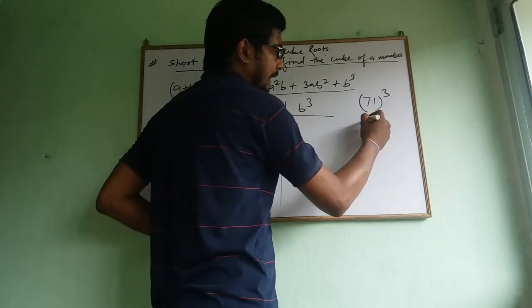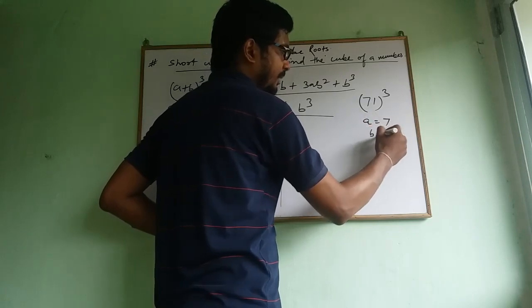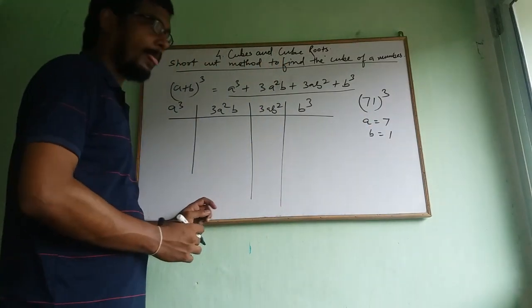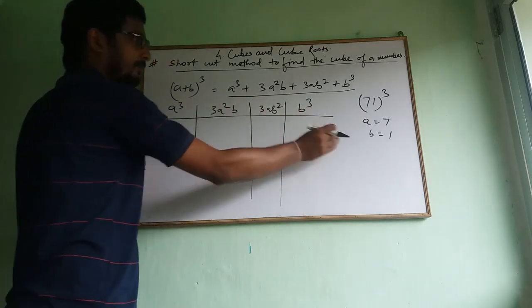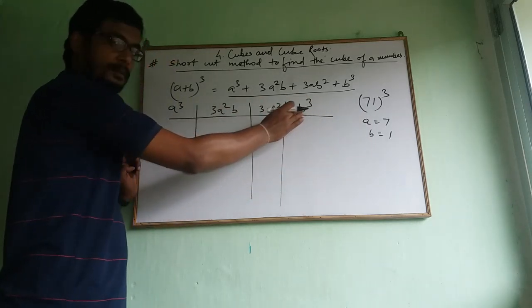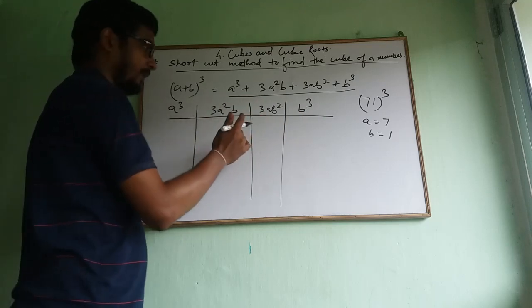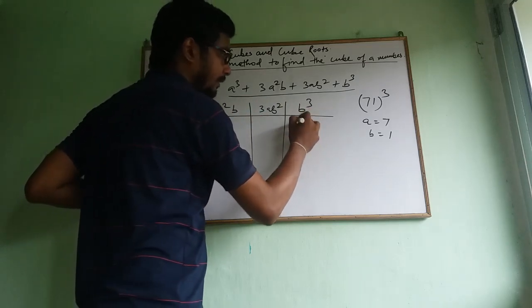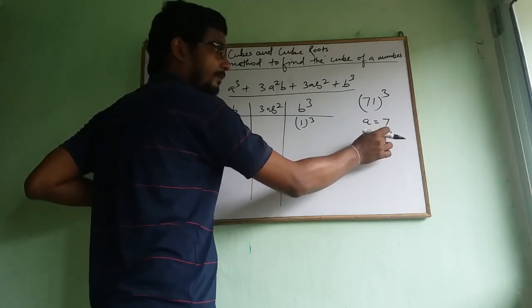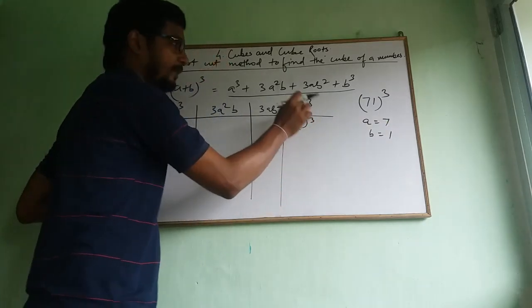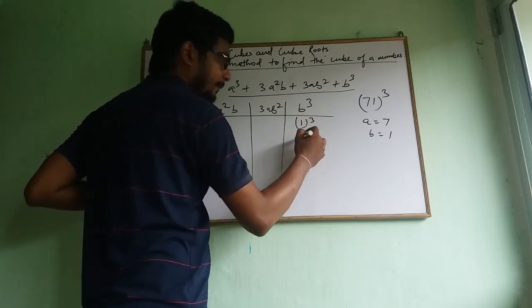I will take a equals 7 and b equals 1. Now I have to put the value of a and the value of b in the columns so that we can find the next value. The value of b is 1, so in place of b cube I will put 1 cube. So this will be 1 only.